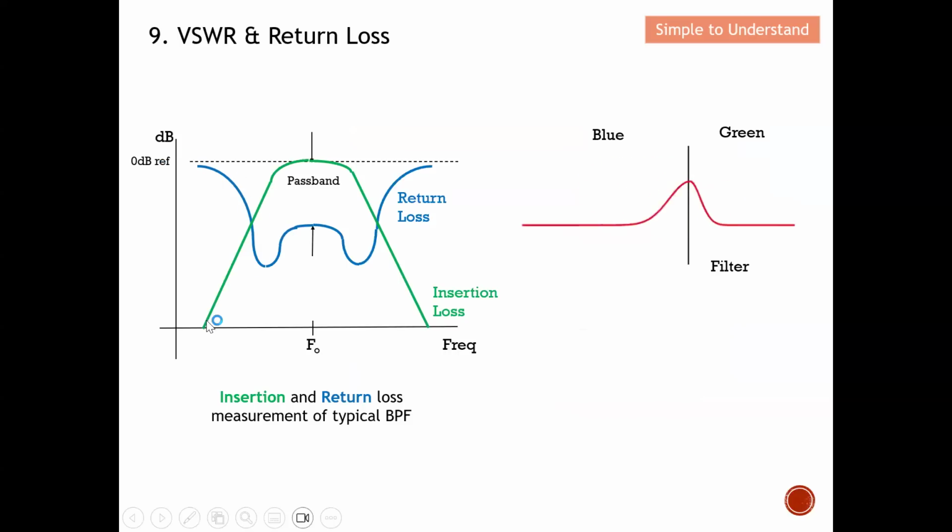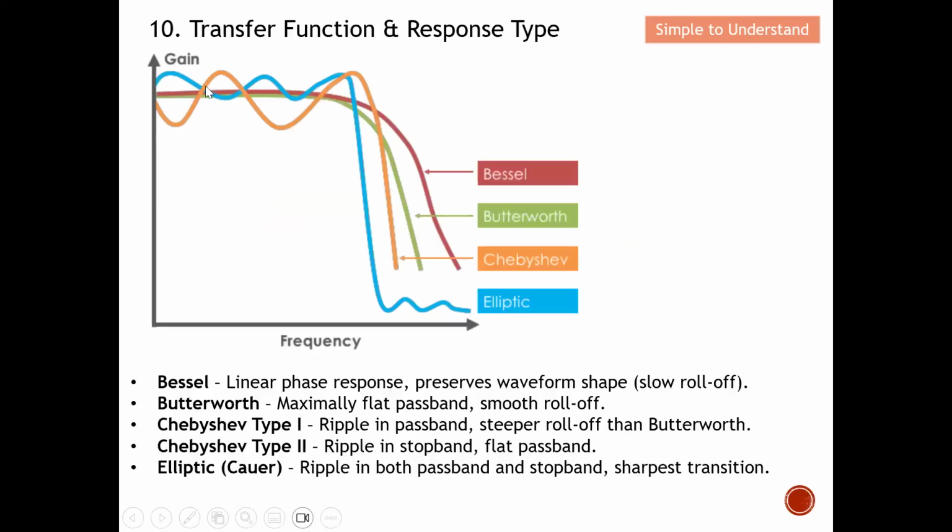Earlier on, most of the time we discussed the S21. Return loss is actually the S11, which is the inverse relationship of insertion loss, for example S21 over here. So basically this is the VSWR and return loss. Next, we are going to discuss the transfer function and response type.